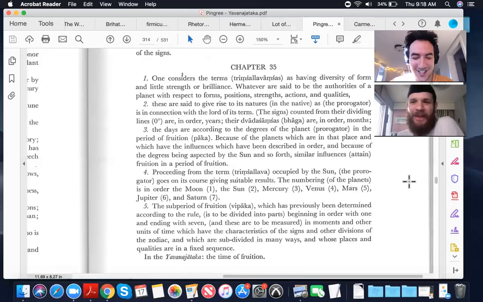But I think by terms he's meaning the idea of spaces and time. And then he talks about these being the gift of nature, prerogatives of connection, time lord, and it's like okay. So he's saying the signs in the second shloka, counted from their dividing lines, are in order years. Their Dwadashamshas are in order months. So what I thought was the idea of the Time Lord system, right?